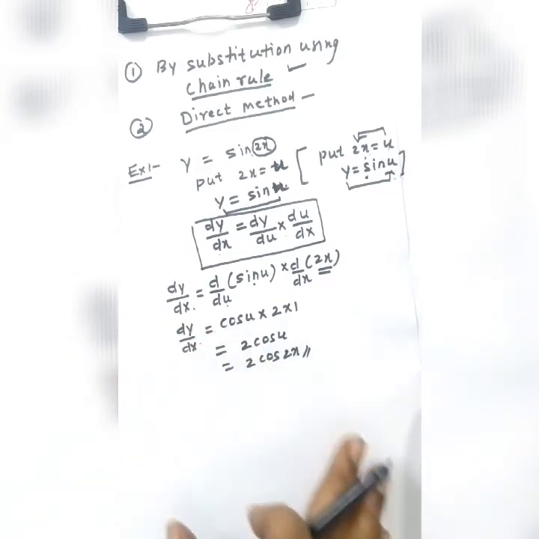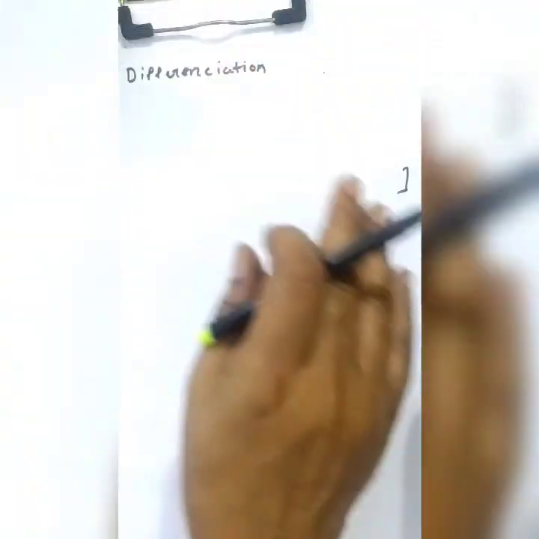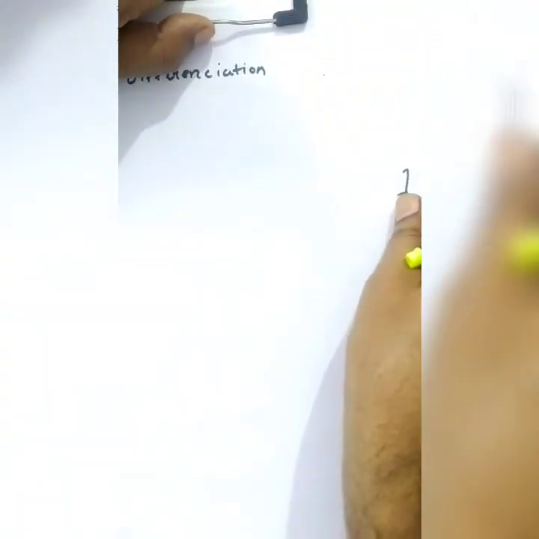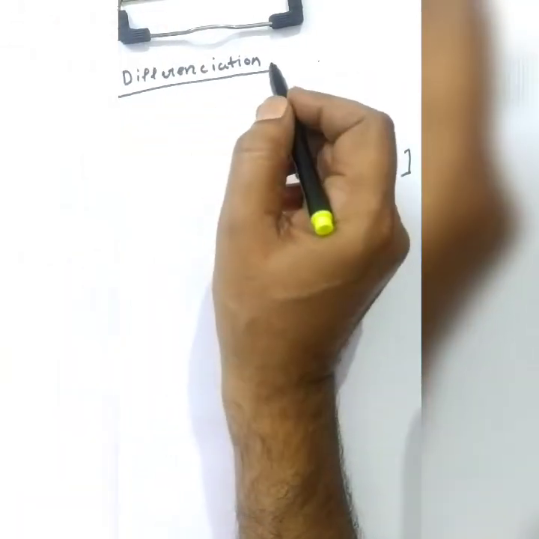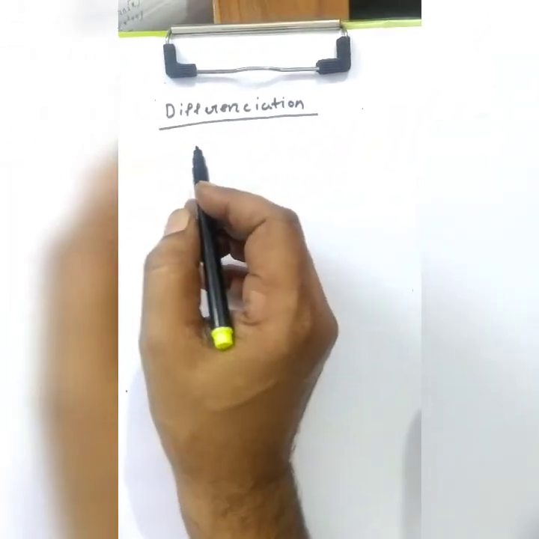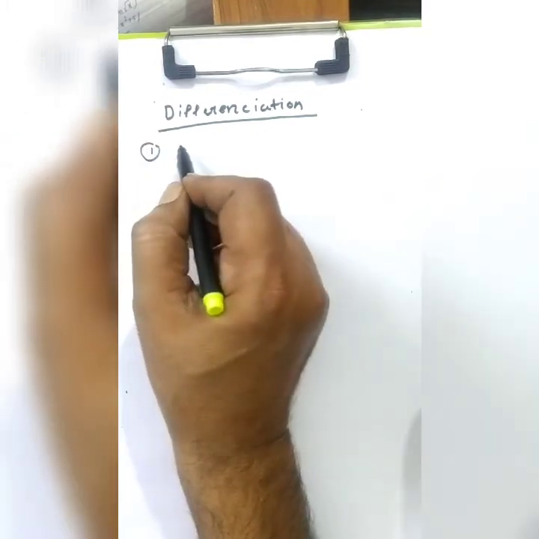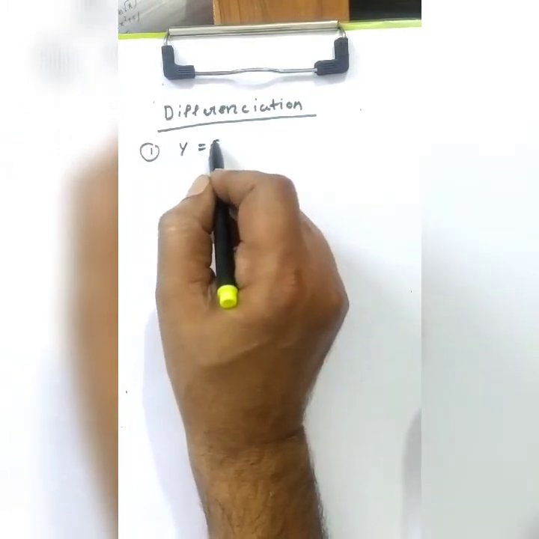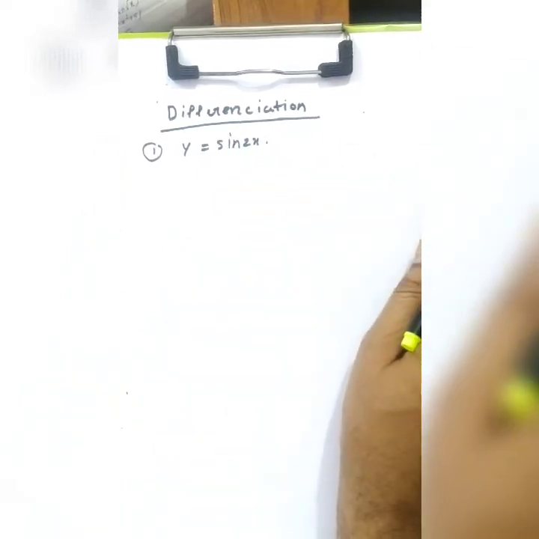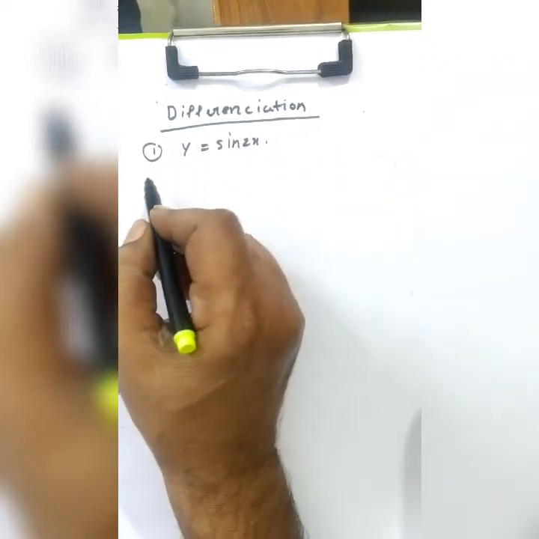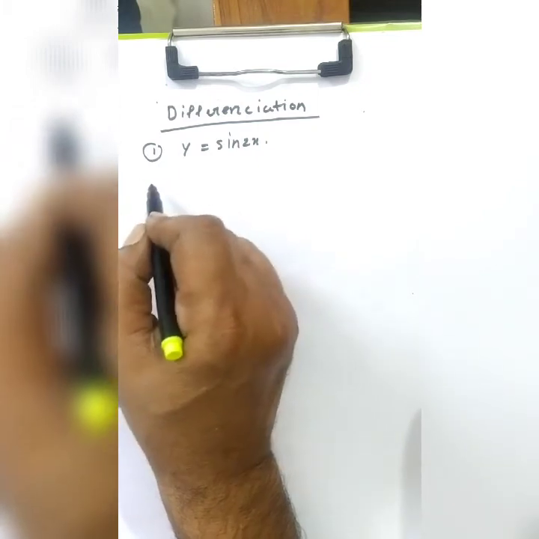Now we will come to the main topic or the main format, the direct method. Second method is the direct method. One by one, whatever examples I have written, I will go on differentiating all those examples. So first one I will go for sin 2x. Now to differentiate this, I will give a few steps. You have to remember those steps. So what are those steps?